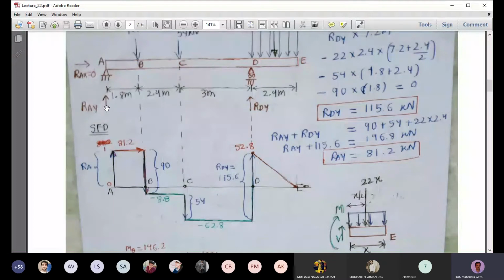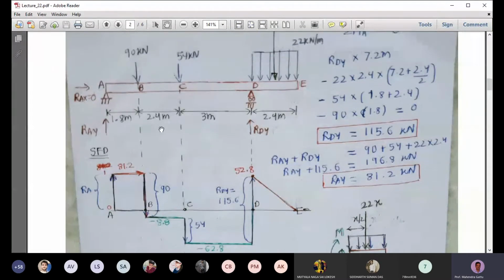Here you have RAY. So first you draw a horizontal line representing the axis of the beam, and at A there is a reaction RAY coming. Because of that, the shear force will jump to 81.2, that is equal to RAY. And between A to B there is no distributed load acting, so Q is 0. When Q is 0, that means dV by dx, the slope of the shear force diagram, is 0. So from A to B there will be a constant shear force of 81.2.